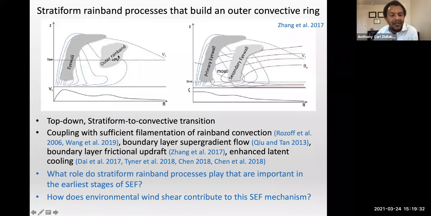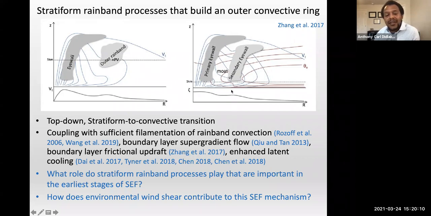And the heating here that can occur in the stratiform rainband region eventually goes downward toward the boundary layer. And that downward extension of this heating or convection is what helps to create a secondary eyewall at the outer radius. This is a top-down interpretation of secondary eyewall formation. I think of it also as a stratiform-to-convective transition.